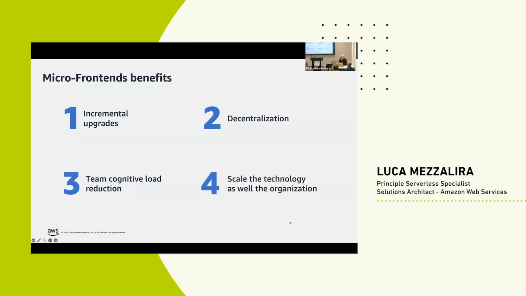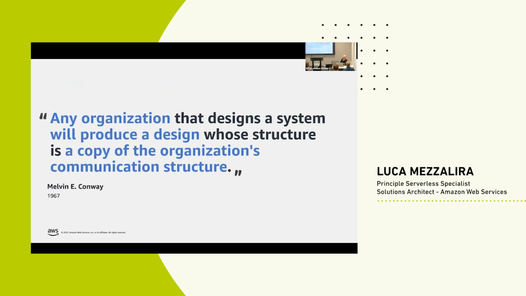The other thing is we need to remember, as I said before, that we need to scale not only the technology, but also the organization structure. And that leads us to the other interesting thing. So, Conway's law. I think quite a few of you have probably heard about that. If not, basically, this is the definition: a system that we design will produce a design that is a copy of the organization's communication structure. This is from 1967.